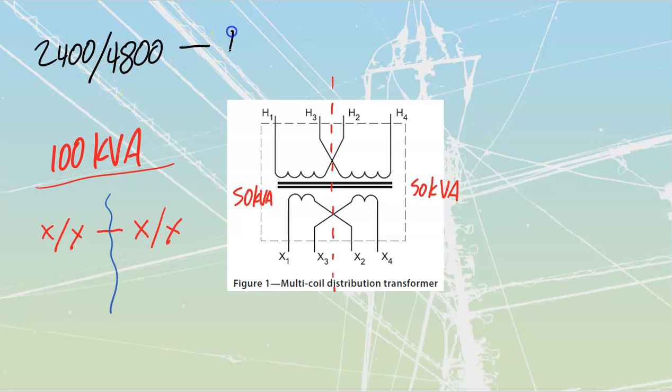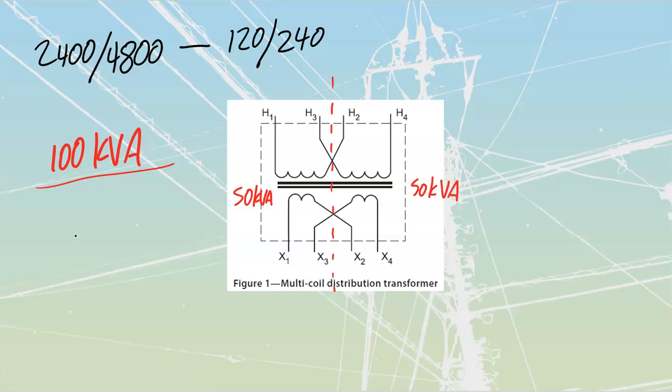Dash 120 slash 240. So this now tells me that I've got a high voltage side that could be connected for either one of these. I've got a low voltage side that could be connected for either one of these. I don't know if you remember from the last learning task, but we talked about the second number being the series connection, right? So the second is the series, the second is the series, when we're looking at them in proper layout.